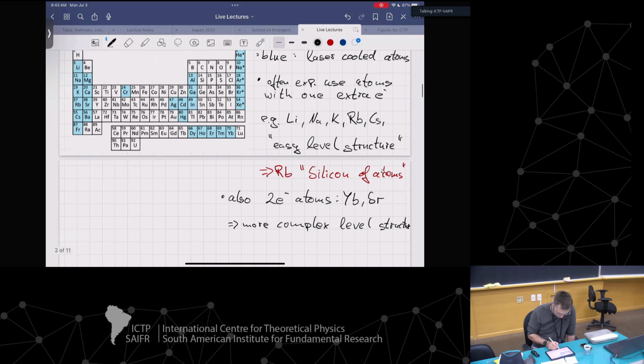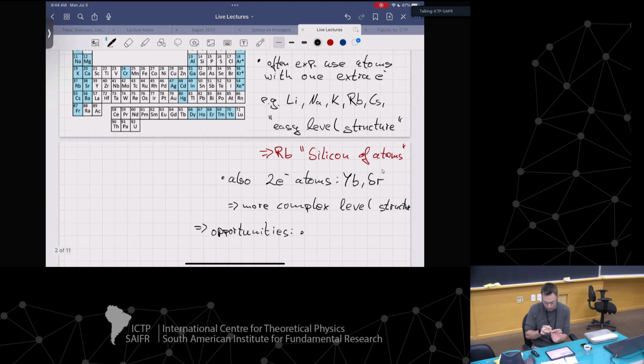And what people are quite excited about right now is that ytterbium and strontium are used, for instance, to make the best optical clocks, so the best clocks in the world. They have very narrow line transitions, so-called optical clock transitions. You can combine those with all this Rydberg array stuff we are going to talk about and make maybe even better clocks.